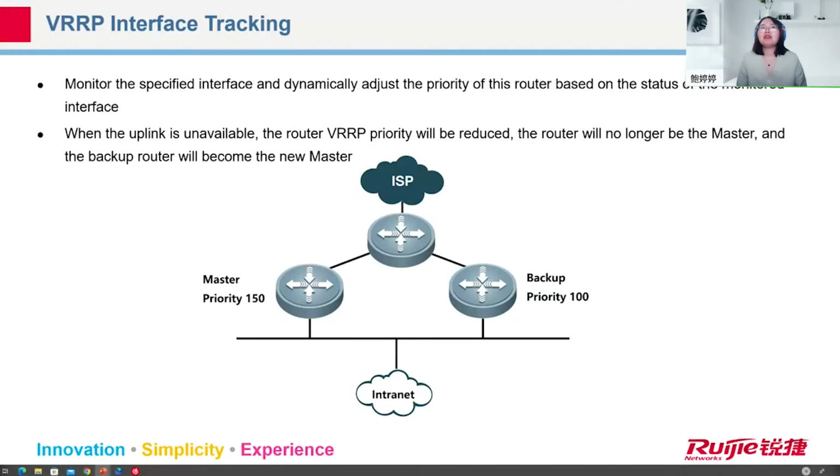And another one is VRRP interface tracking. This is the monitoring function. What does monitoring mean? For example, like this topology. If our PC wants to visit the ISP, and we finally select the left one to become master and the right one to become backup, right? So the traffic finally will be forwarded from the master. If the master device is broken, the backup will become the new one.